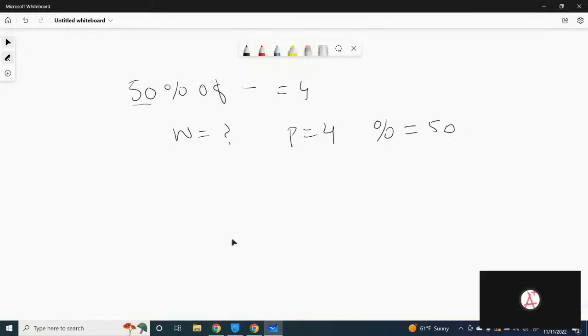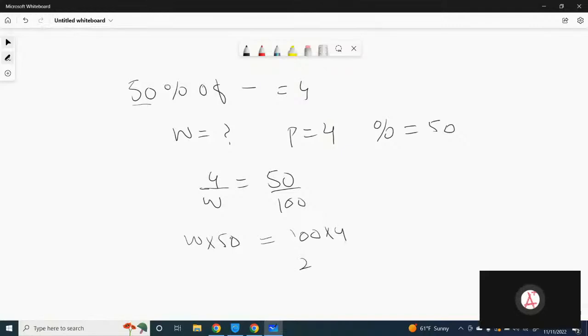Do not get confused, just form the proportion. 4 divided by the whole number, because it is the part of the whole number, so you always write the complete number in the denominator and the part of the number in the numerator. So it would be 4 divided by the whole number, and then you have 50 divided by 100. Got it? Let's just do cross multiplication. W times 50 equals 100 times 4.